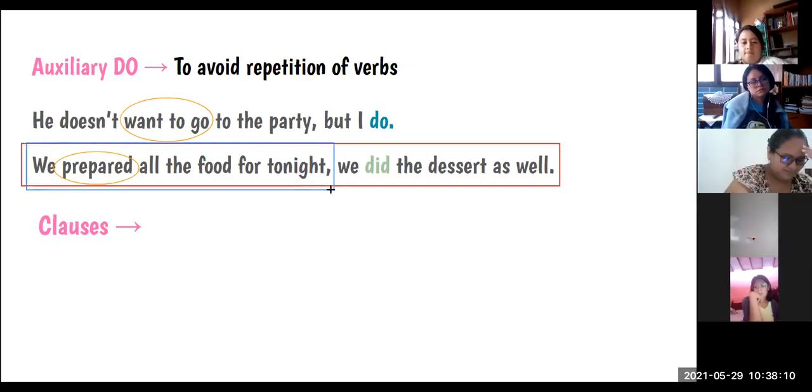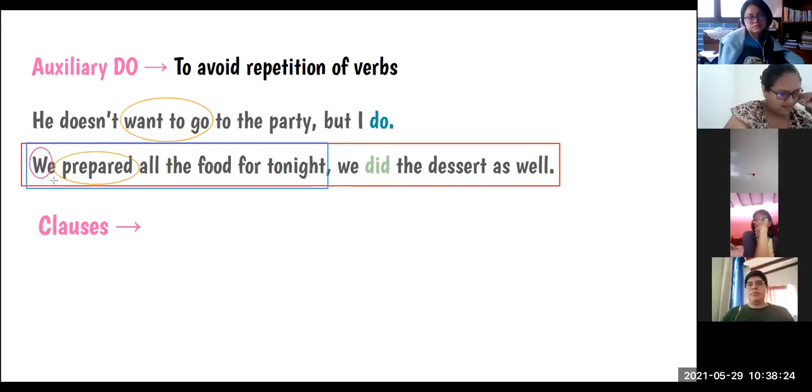Yes, we prepared the food for tonight. This is the first clause. Remember that a clause is a group of words that contains a subject and a verb. And as you can see in this clause, we have a subject, we, and we have a verb, prepared. And we have a second clause here. Tenemos una segunda clause. We did the desserts as well. Okay, and in this clause, we also have a subject and we also have a verb. Tell me, Laura Hermosilla, what is a clause?